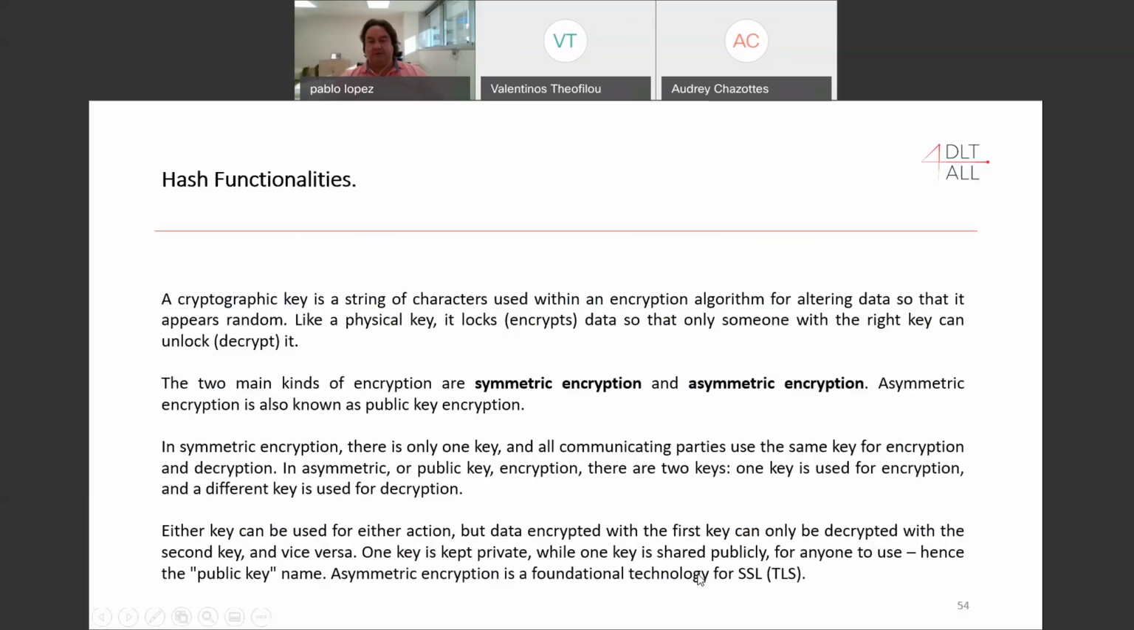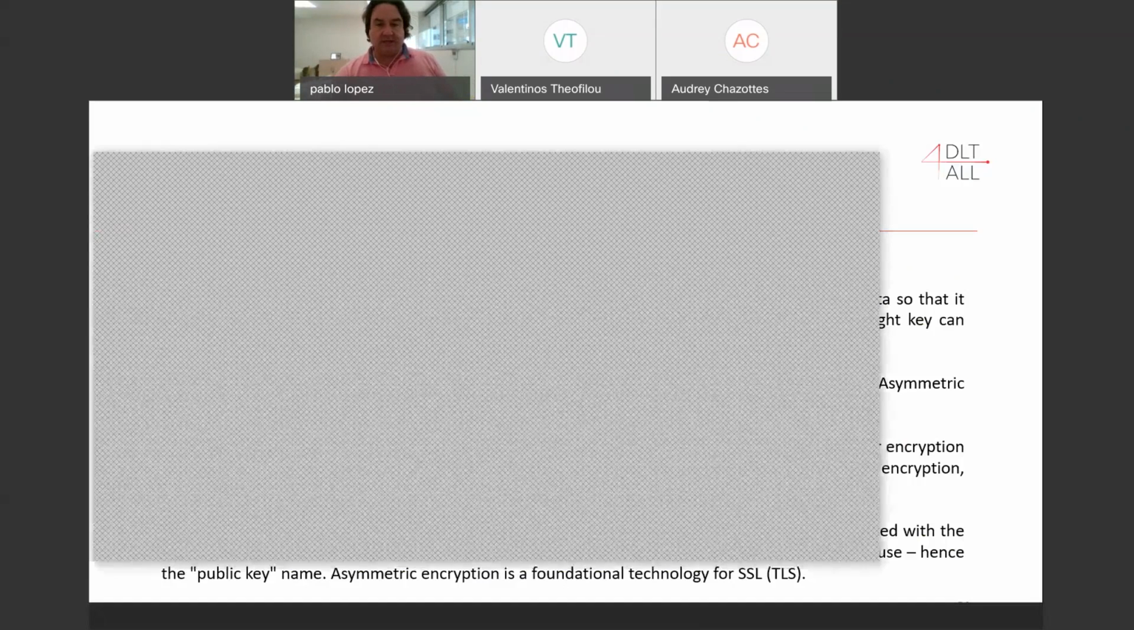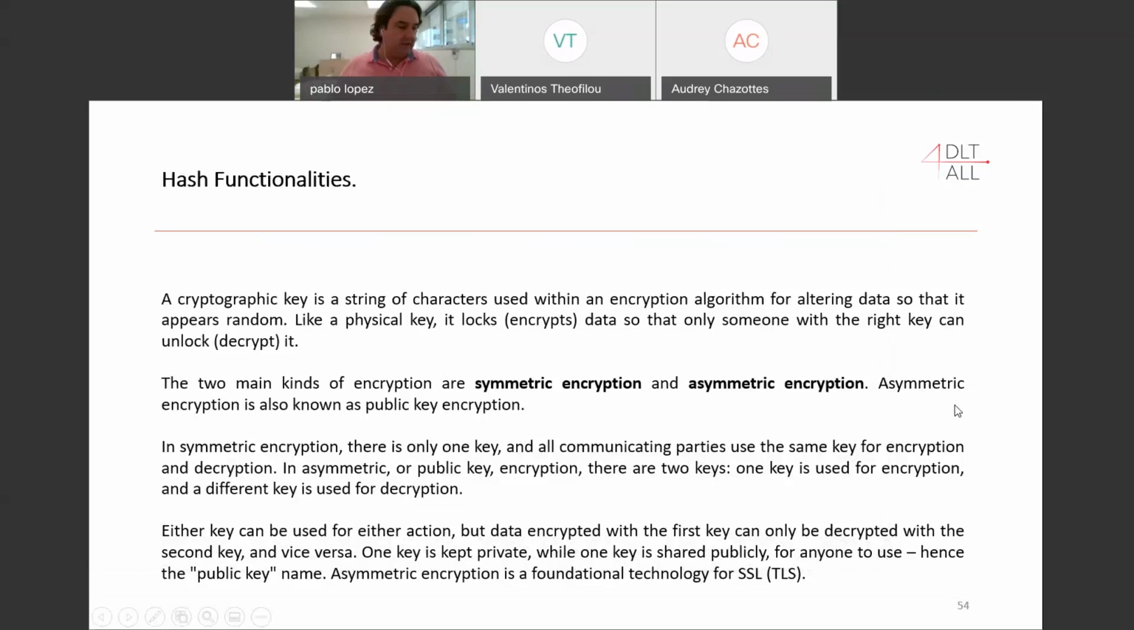Asymmetric encryption is the foundation of SSL or TLS, which is one of the secure encryption methods that we use when we send emails and when we work in the public domains on the internet. We see the TLS certificate, and we can watch this kind of security here.